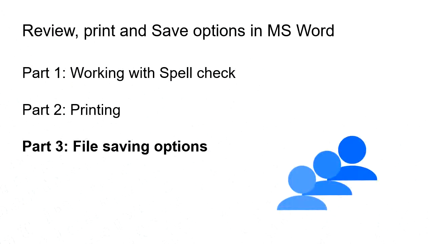Okay, in this series of 3 videos, we're going to discuss reviewing a document with spell check. The second video is going to be focused on printing a document, the settings for printing. And the third video is going to be about various options for saving a Word file. I hope you'll join me for all 3.